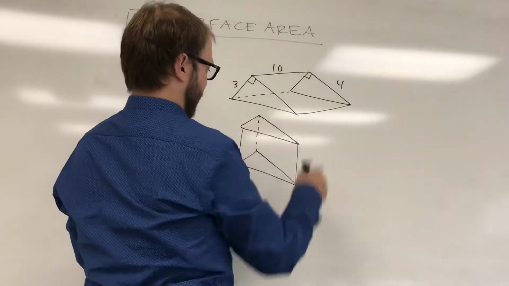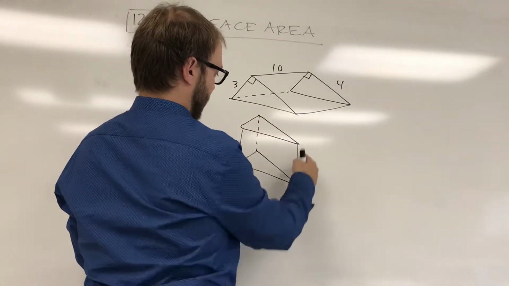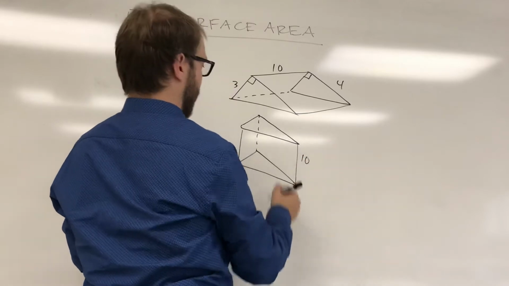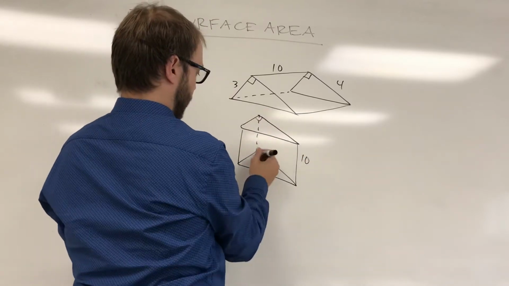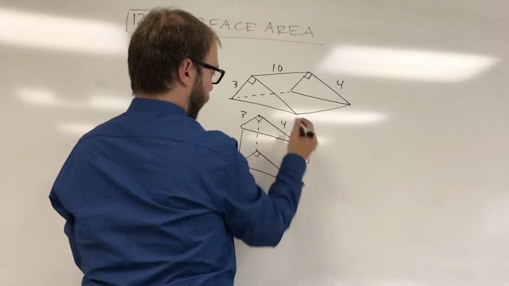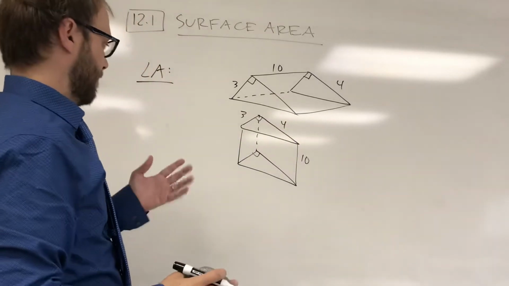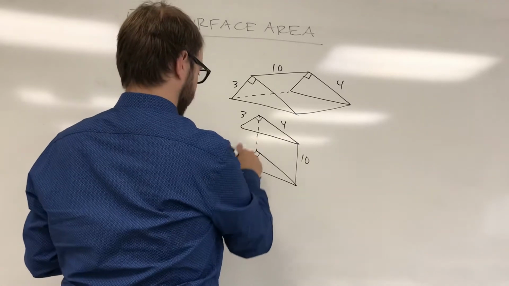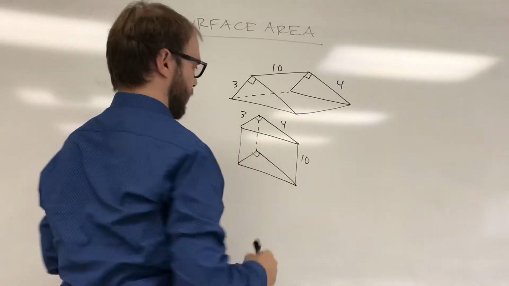I didn't draw this to scale very well, but anyway, the height here is going to be 10. The bases are right triangles. We've got a side length of 3 here, and a side length of 4, all right? And so anyway, we kind of turn this around just a little bit. All right, so here's the idea.